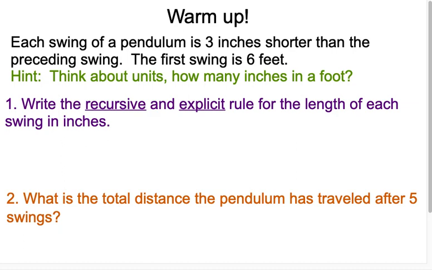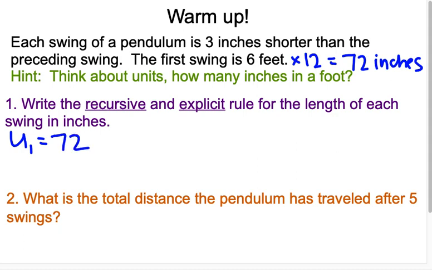We know there are 12 inches in a foot. So we're going to do 6 feet times 12 and acknowledge that the first swing was 72 inches long. All right? So the recursive rule, it says the first swing is 6 feet, or the first swing is 72 inches, because we're going to work in inches. So I think it would make sense to call u sub 1 72, because it was the first swing. And then what will happen is it gets 3 inches shorter each time, so that's a nice arithmetic that you'll take the value of the previous term and subtract 3. So there is your recursive formula.